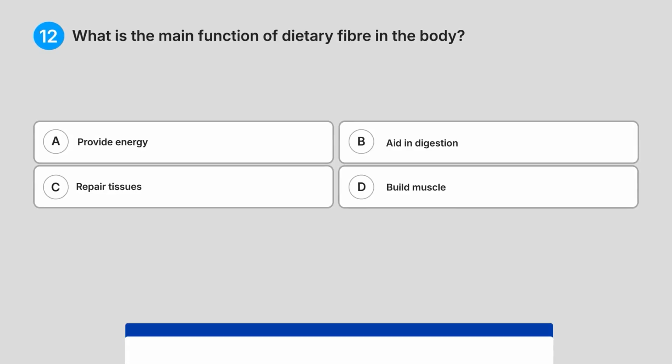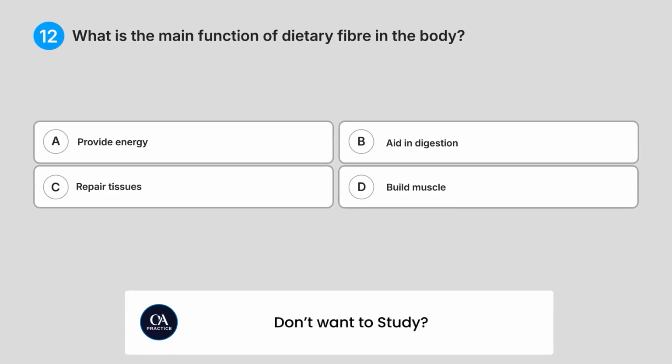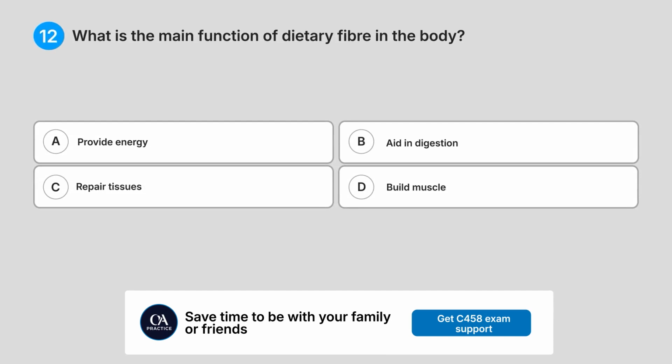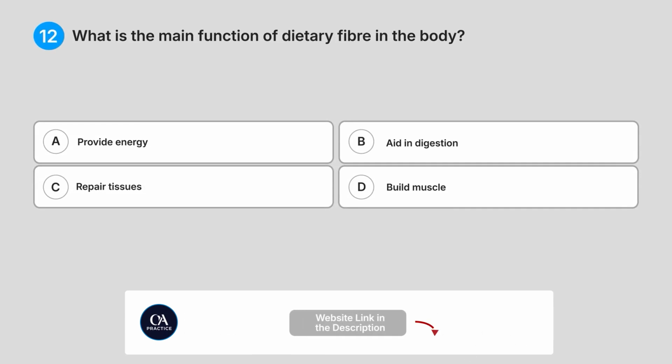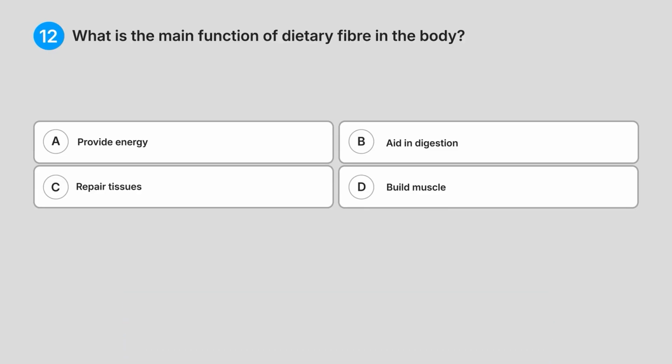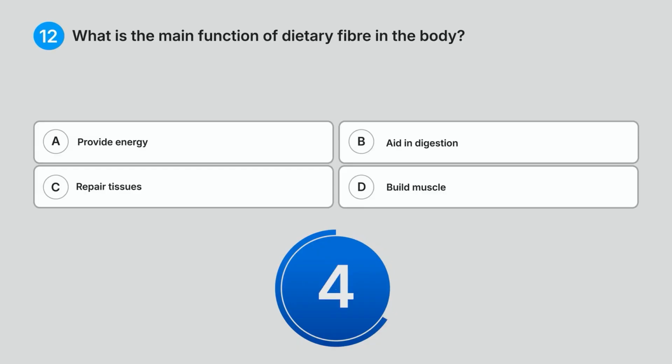12. What is the main function of dietary fibre in the body? A. Provide energy. B. Aid in digestion. C. Repair tissues. D. Build muscle. Do you know the answer?